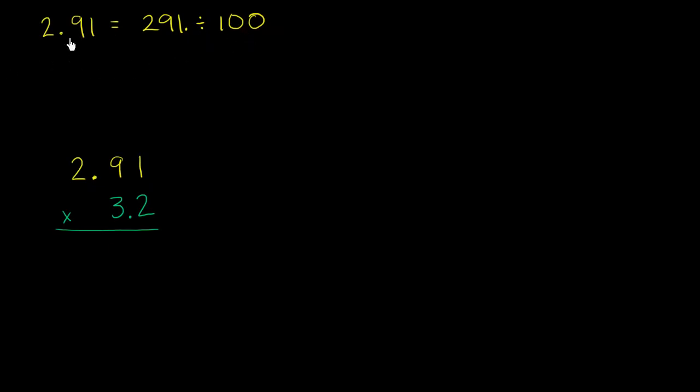Similarly, 3.2 can be rewritten. It's the same thing as 32 divided by 10. Now, why is all of this interesting?